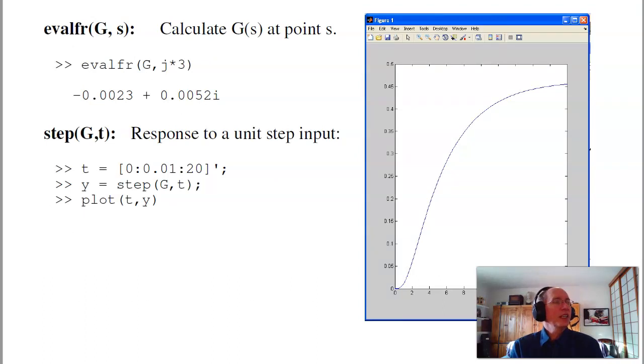To find the gain of G(s) at some point, that's EVALFR. This is G(s) evaluated at s equals j3. It will also do the step response. So if I input my system and my time points, I can say what is the step response of G, and then plot.